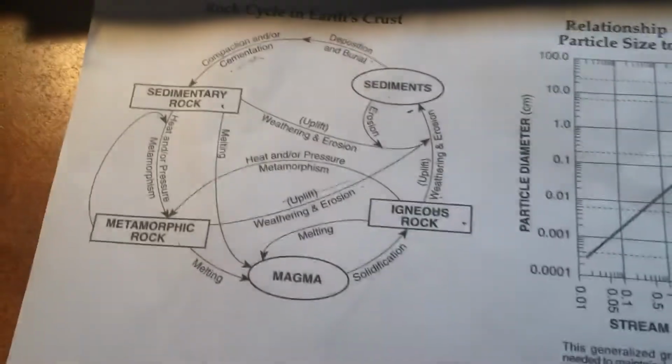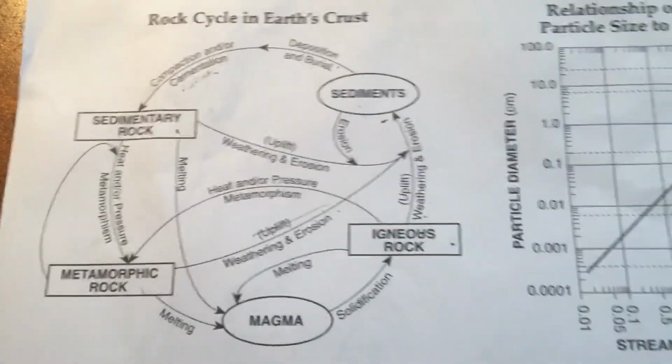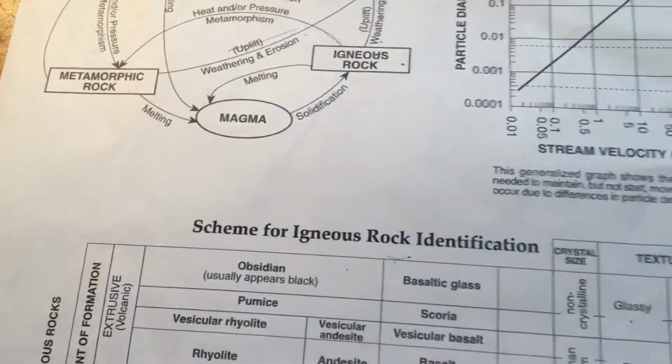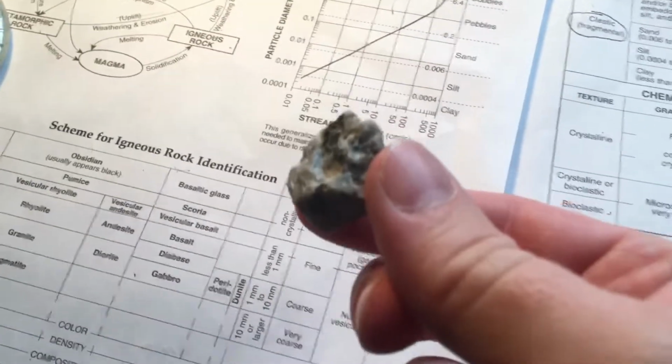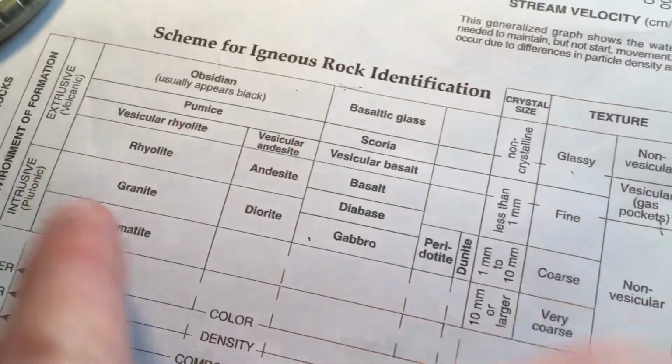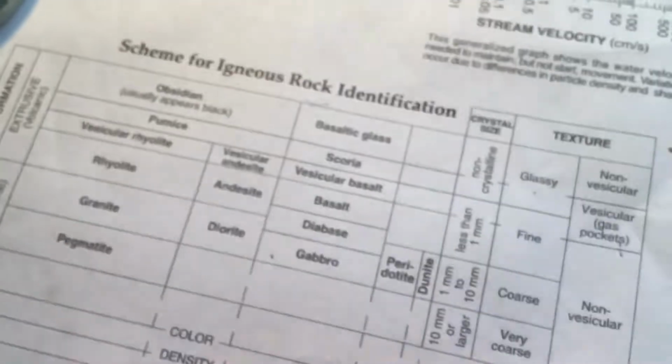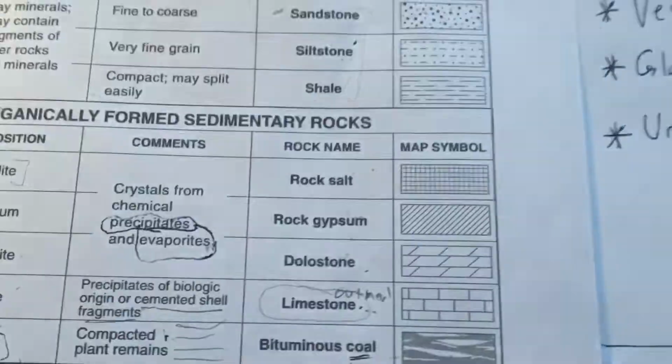Welcome to Earth Science. It is time for the rock cycle lab. Similar in some ways to the other labs, but the twist is that you're not going to be necessarily saying, okay, here's a rock, let me get it down to exactly what kind it is. This is granite. This is limestone, etc. That's not what you're going to be doing.